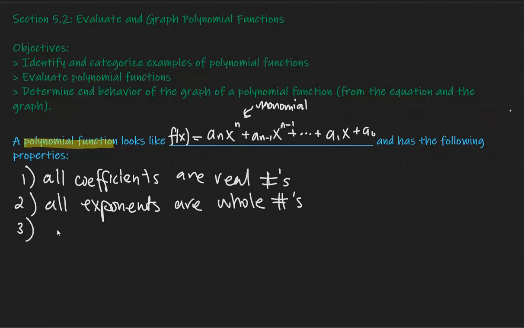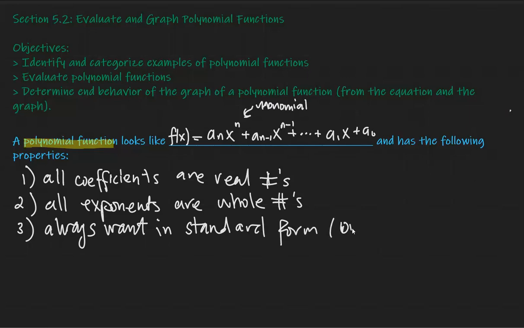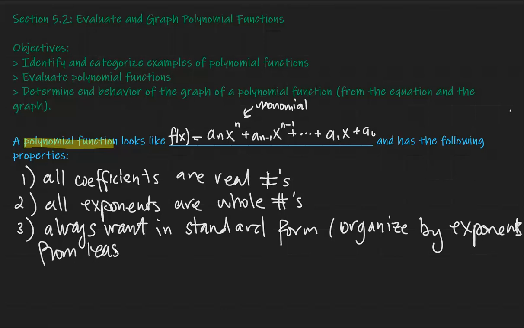Our third is that we always want it in standard form. That means organize by exponents from least to greatest. We'll see what that means, don't worry.